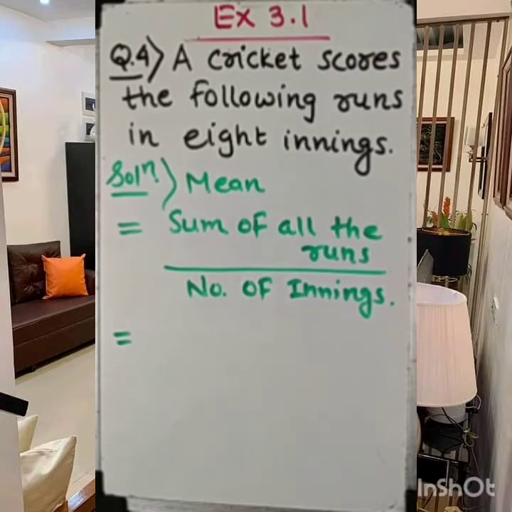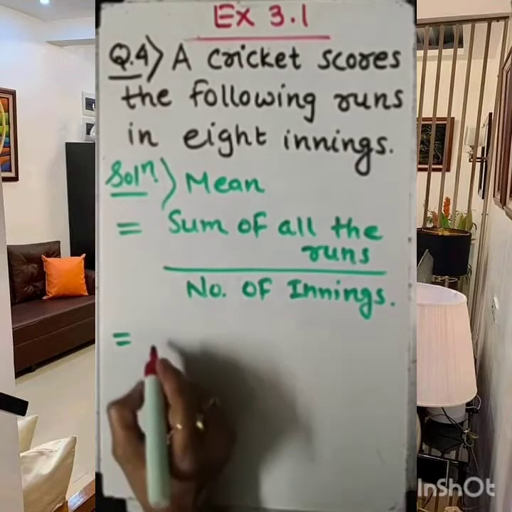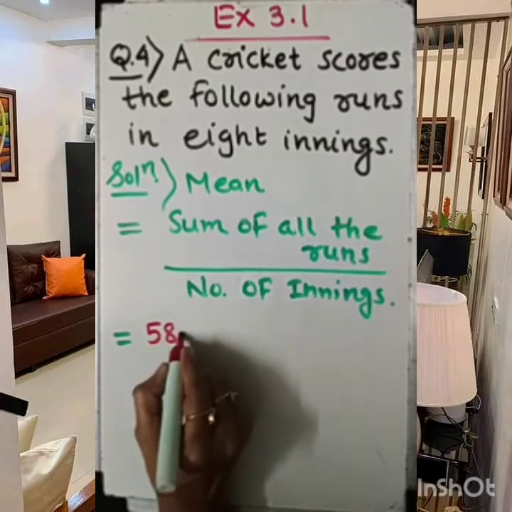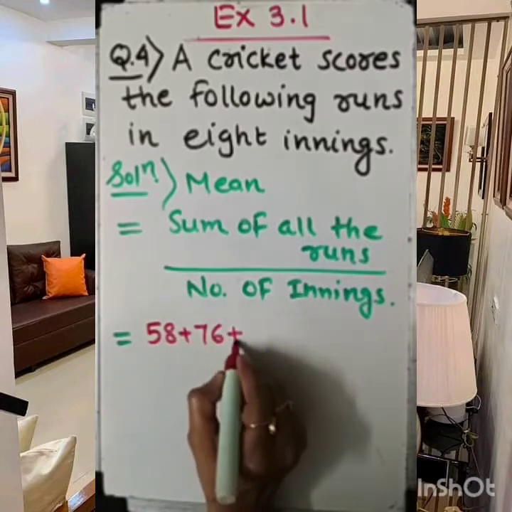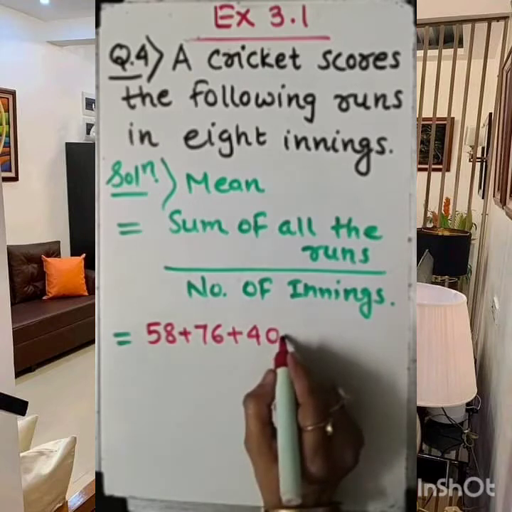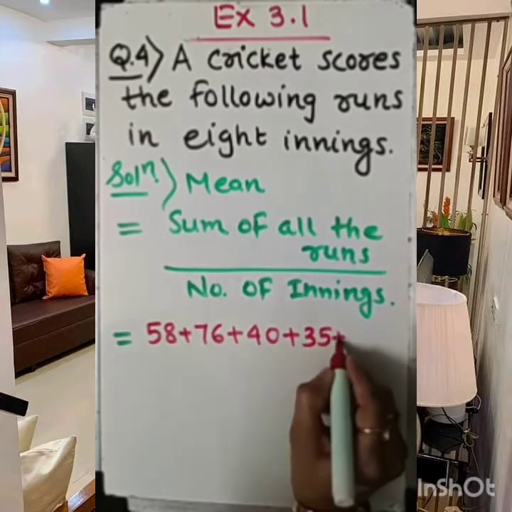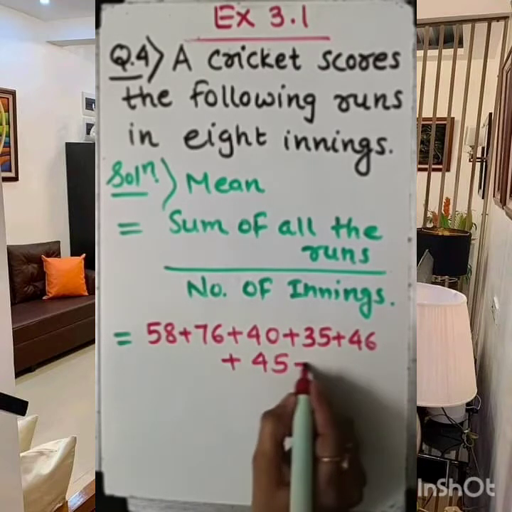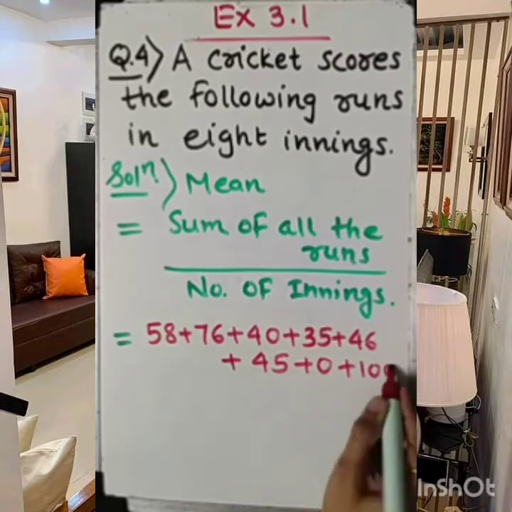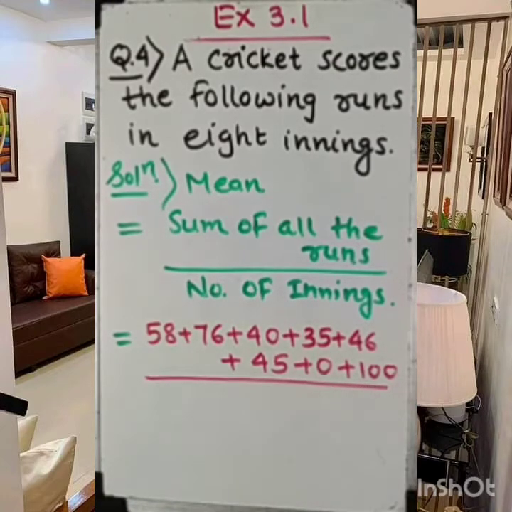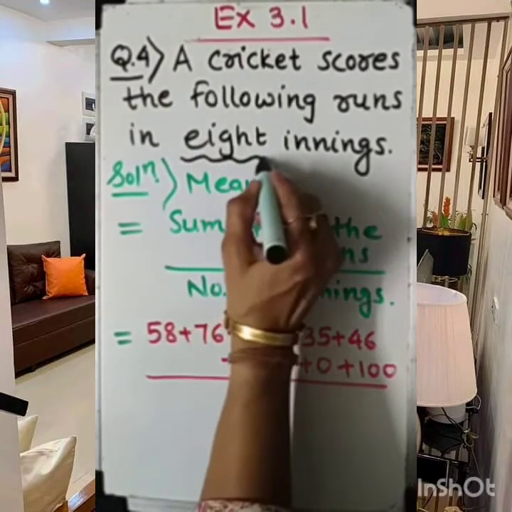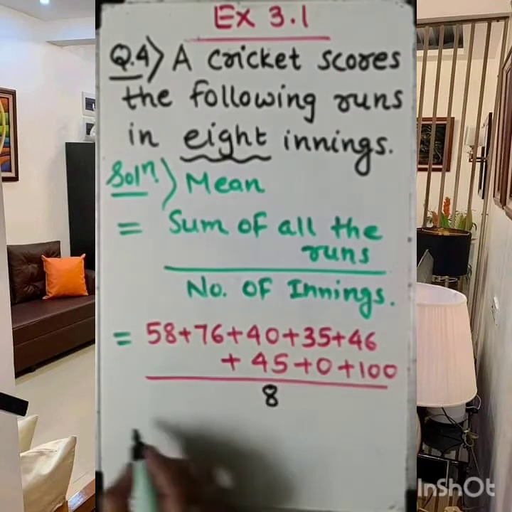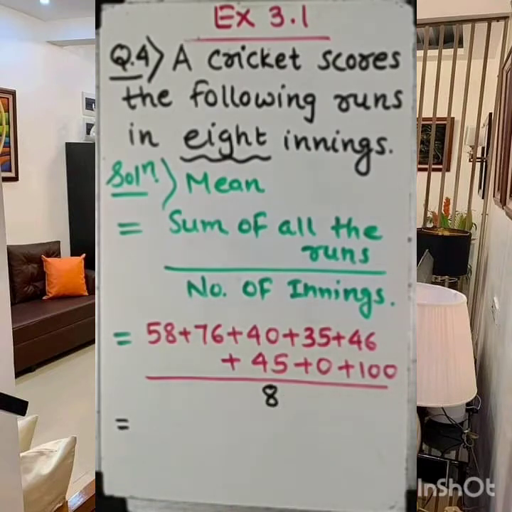We know sum of all the runs. For that, what we have to do? We need to add. So let's add 58 plus 76 plus 40 plus 35 plus 46 plus 45 plus 0 plus 100, which will be divided by the total number of innings, 8, we are given. So 8 observations are there, so we need to mention 8 in the denominator.